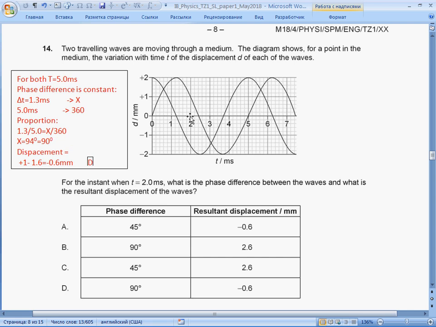So the time shift and phase difference are constant, but the displacement is different with time. This is why at 2 milliseconds we add +1 and minus 1.6 millimeters. We get minus 0.6 millimeters, which gives us answer D.